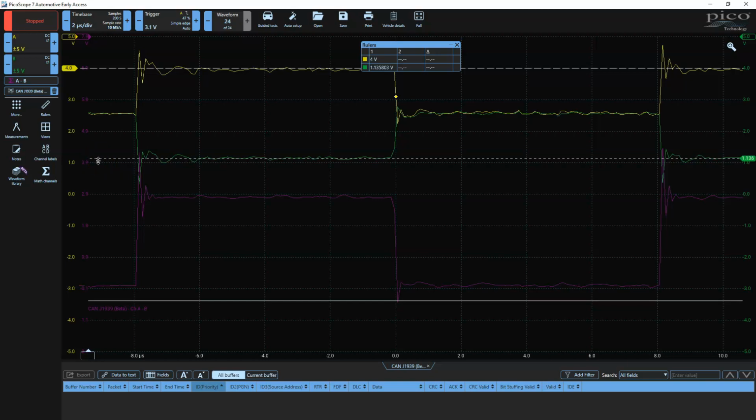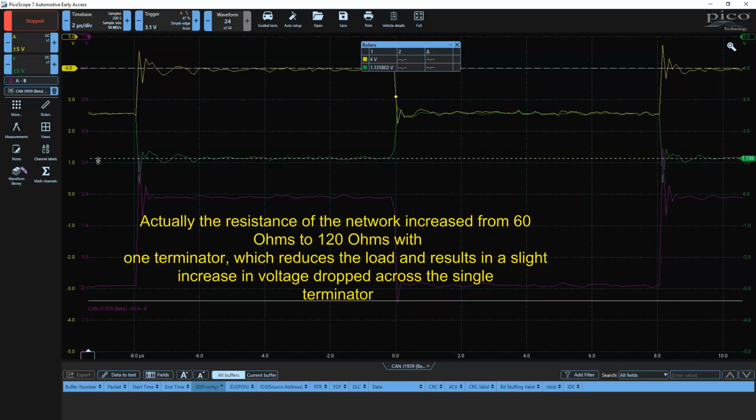So we actually end up with a greater difference in voltage because we've reduced the load of the network. Instead of being 60 ohms that the CAN transceiver is driving into whenever it's communicating, it's now driving into 120 ohms. So I've reduced that resistance, and because I've reduced that resistance, I'm dropping less voltage on internal components in the CAN transceiver.